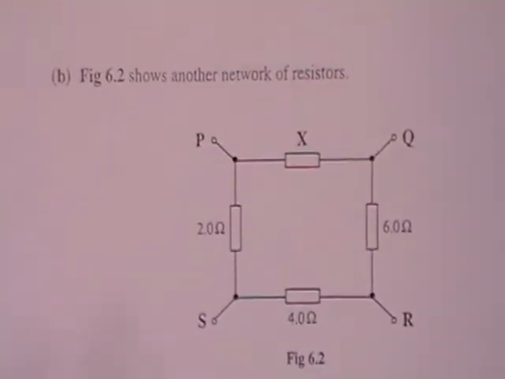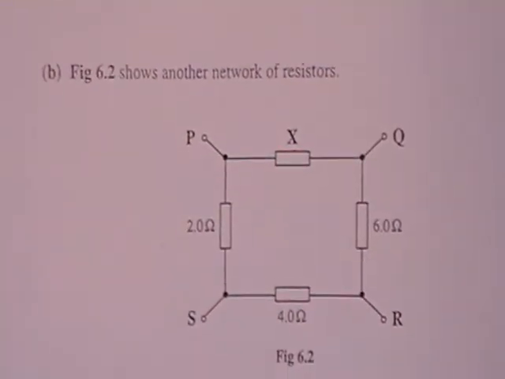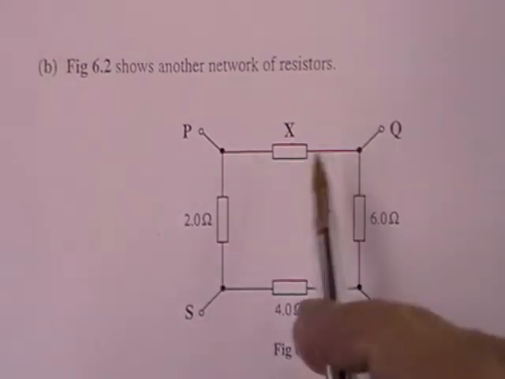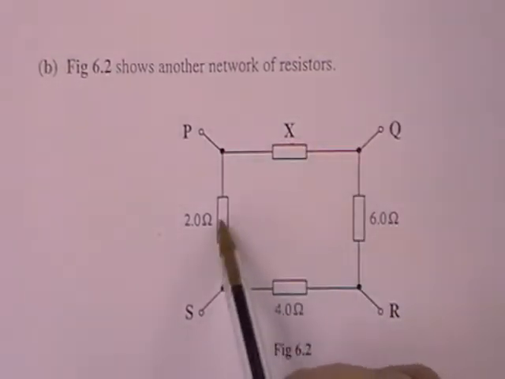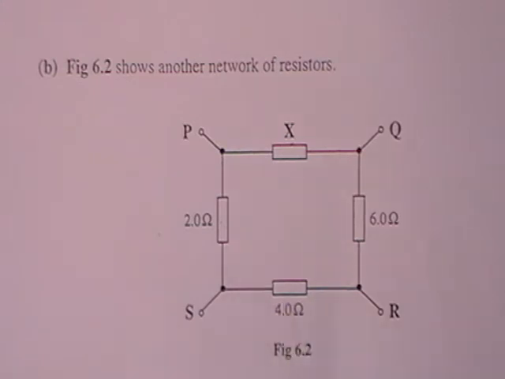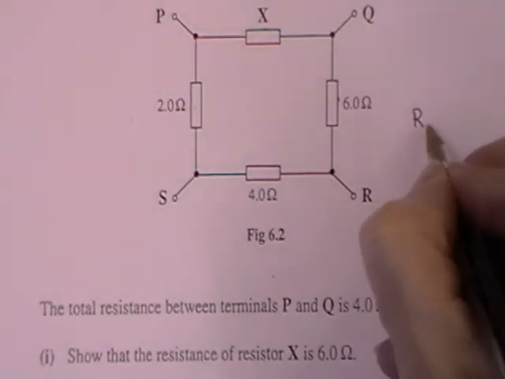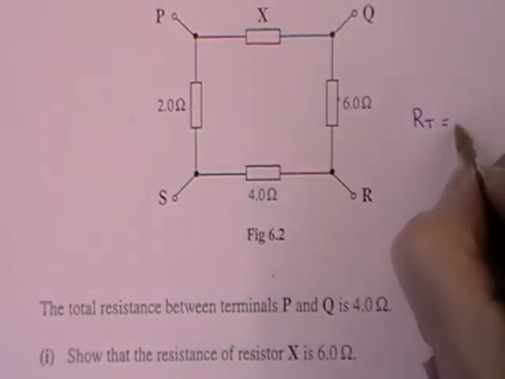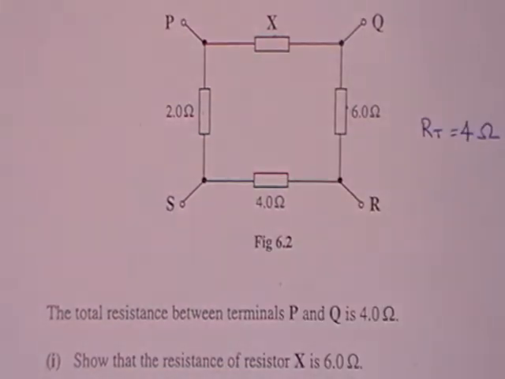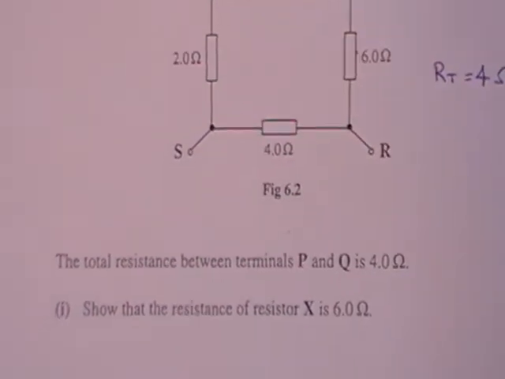Okay, part B of the question. Figure 6.2 shows another network of resistors. You've got no value on X, but you know that this one is 2, this one is 4, and this one is 6. It does tell you down below that the total resistance between terminals P and Q is 4 ohms. Show that the resistor X is 6 ohms.